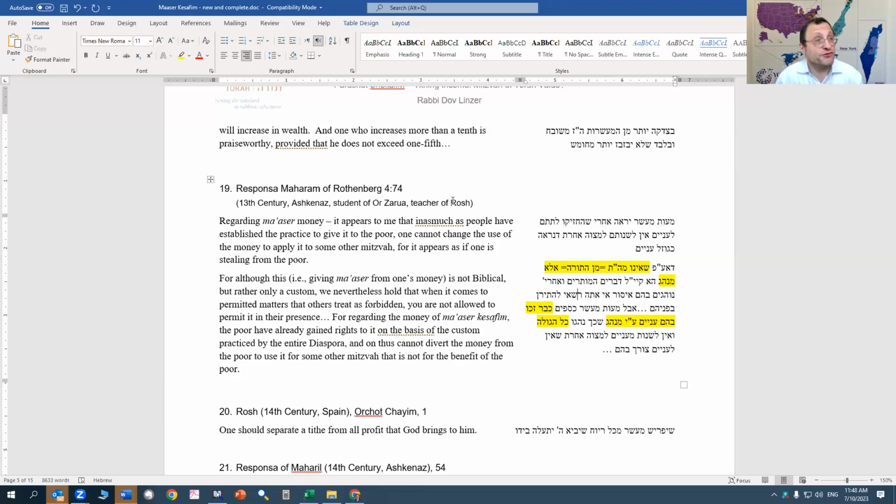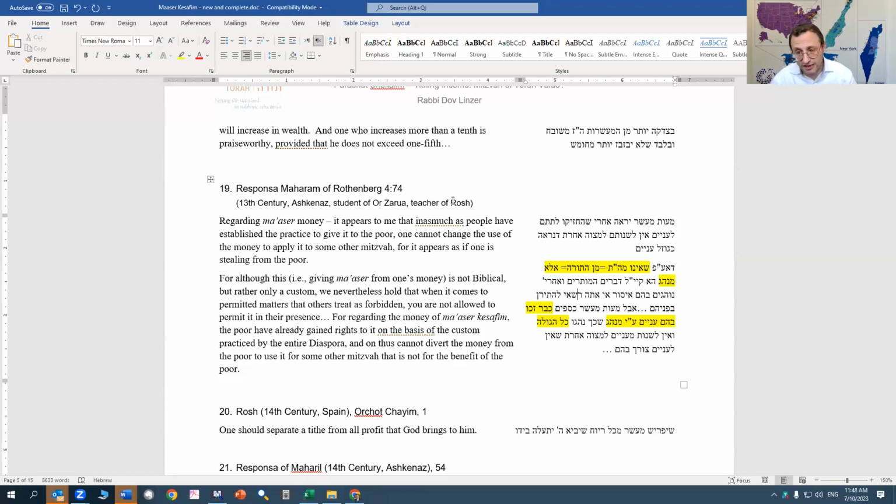Like maybe if you wanted to build, I don't know, a community pool for access for the poor, for people who didn't have pools in their backyard, or a community shower facility or something, fine, you're not giving it straight to a poor person, but it is to the benefit of the poor. But something that is not that, you're not allowed to change it.